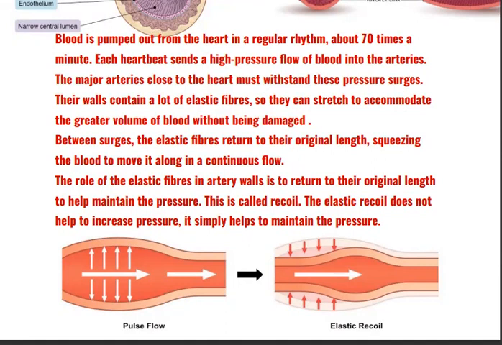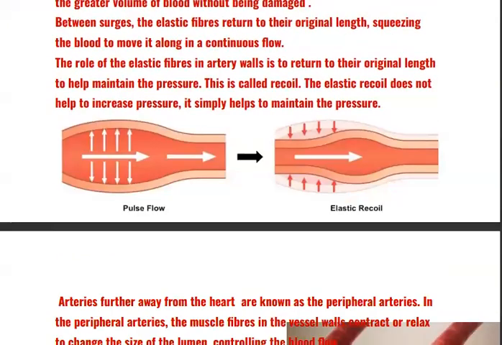Between surges, the elastic fibers return to their original length, squeezing the blood to move it along in a continuous flow. The role of the elastic fibers in artery walls is to return to their original length to help maintain the pressure. This is called recoil. The elastic recoil does not help to increase pressure, it simply helps to maintain the pressure.